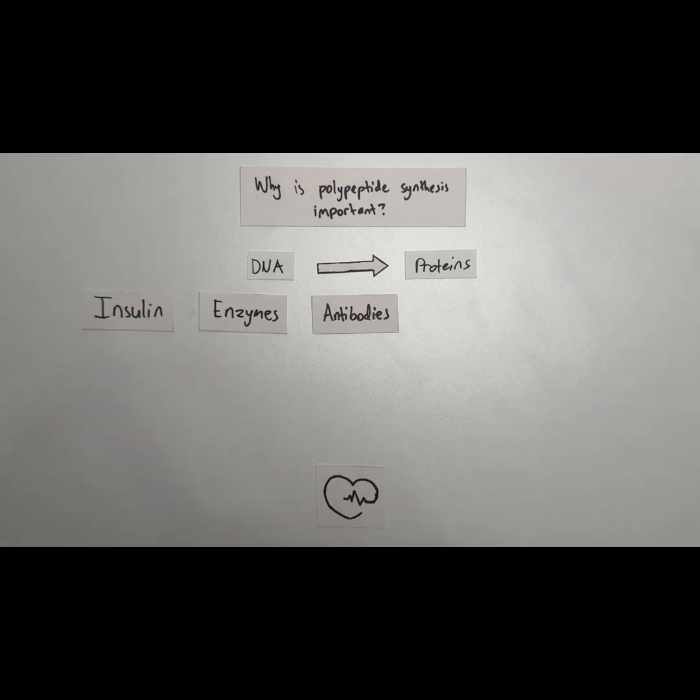Polypeptide synthesis is important as it is a fundamental biological process where cells use their genetic material from their DNA to manufacture proteins. The creation of proteins from polypeptide synthesis occurs in all living organisms. Examples of proteins produced include insulin, enzymes, antibodies, structural and contractile proteins.